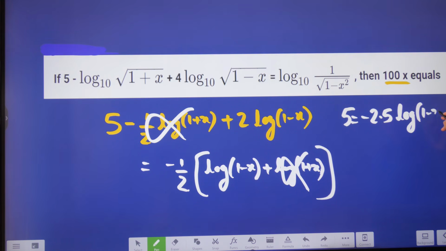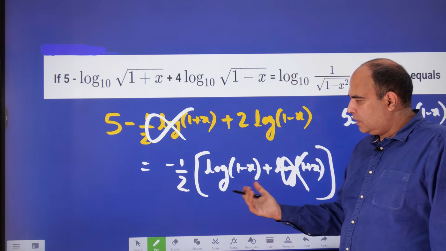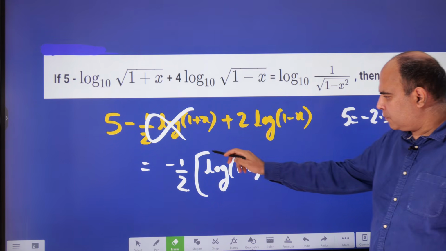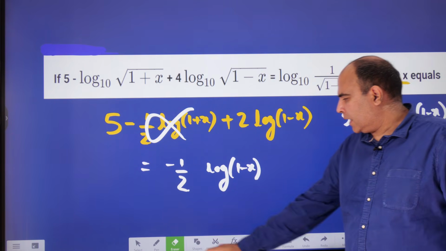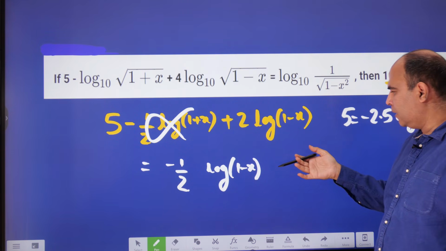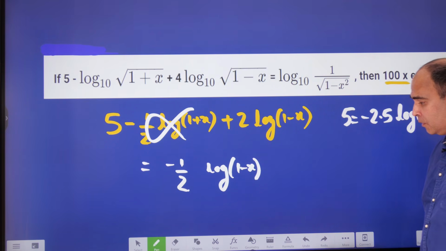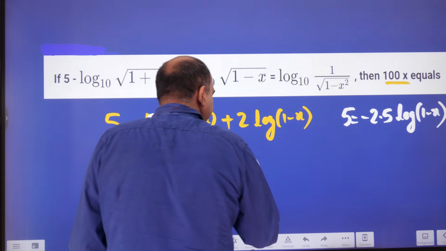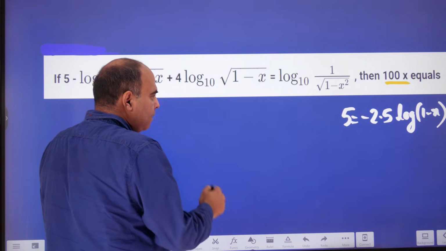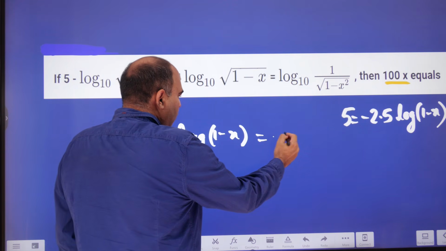So it's pretty much 2 steps till now. I've taken this 2 log 1 minus x to this side, and this side, after the deletion of this part, the right hand side would just be log 1 minus x, minus half log 1 minus x. So if I take the plus 2 log from the left hand side to the right hand side, it will become minus 2.5 log 1 minus x. So I have a situation now based on this third transformation in the question, which tells me that log 1 minus x is equal to minus 2.